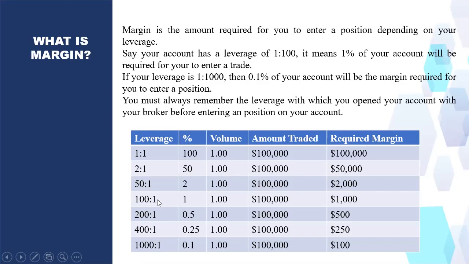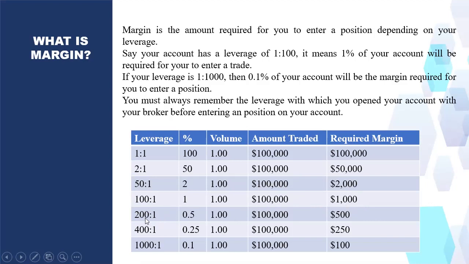Now for an account of 1:100, or 100:1, it means you'll be using 1% of your account as the required margin, and 1% of one standard lot size, which is 100,000 units, is $1,000. Are you getting it? So 1% of this is going to be $1,000. Are you with me now?